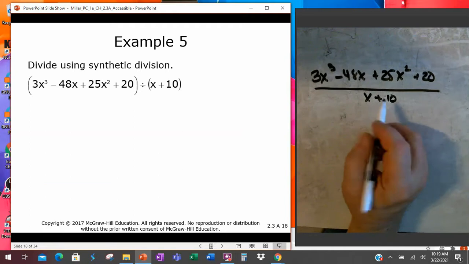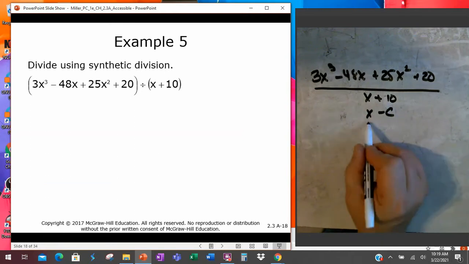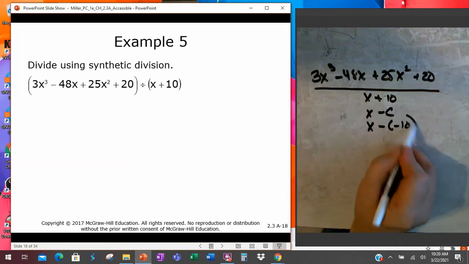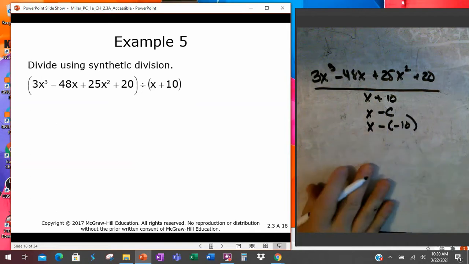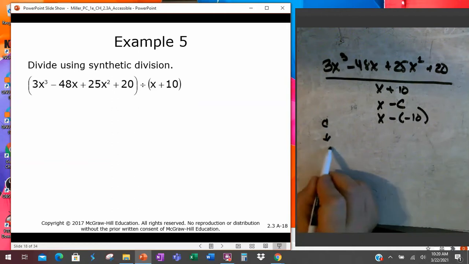Okay. So here, this is not in the form of x minus c. But what I'm going to do is put this into this form. This kind of helps me keep up with it. This is what I'm going to write out in front. Okay. I need my c down here.